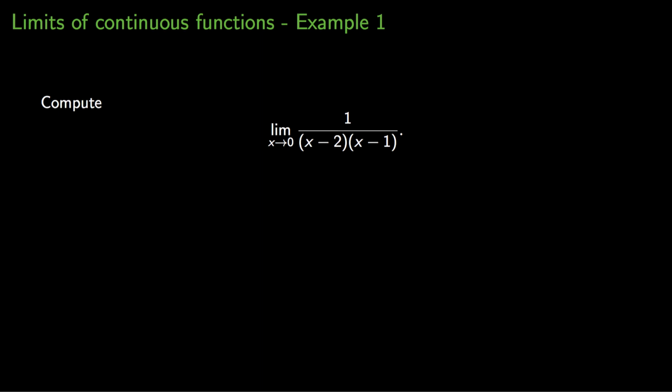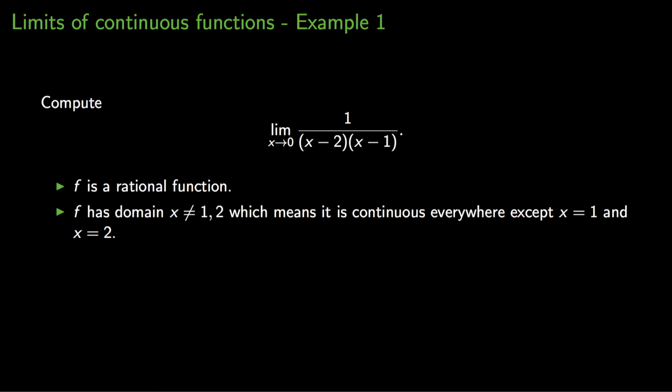Let's say I want to compute this limit, and I want to use the fact that this is a nice, friendly, continuous function to do it. So here's what I know. The function here, 1 over (x minus 2)(x minus 1), counts as a rational function, which means it's continuous on its domain.